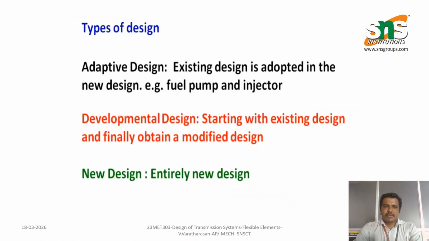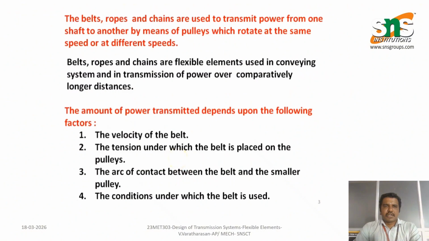And then what are the types of design? There are three types: adaptive design, development design and new design. The entirely new design is a product which does not already exist. In adaptive design, an existing design is adapted in the new design, for example fuel pump, injector and the like. And developmental design is starting with the existing design and finally obtaining the modified design. So these are the types of design.